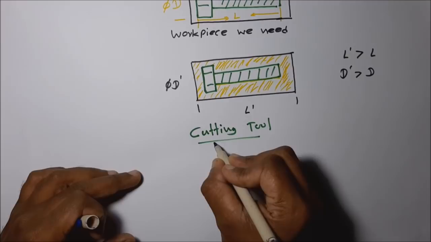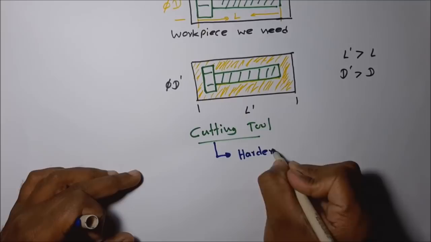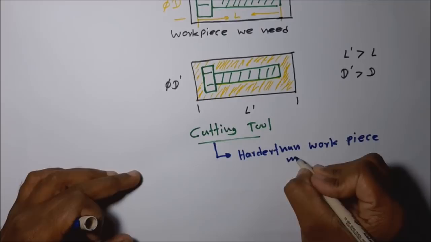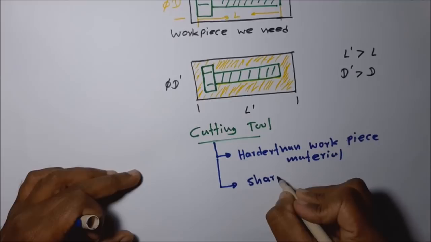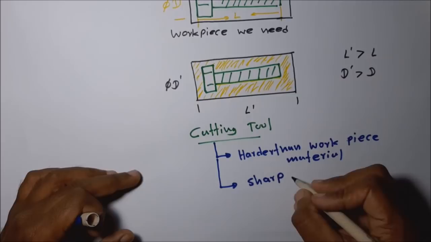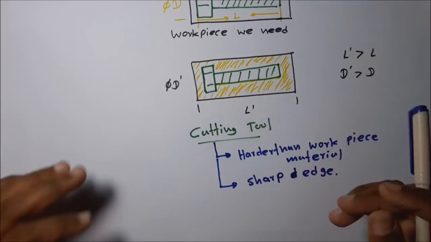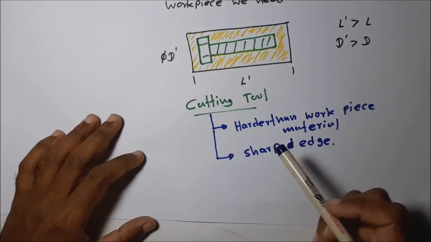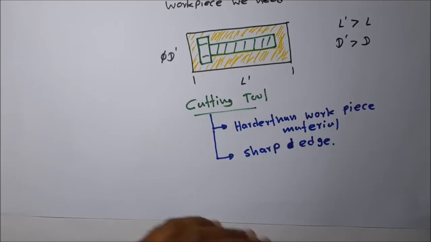The two considerations: the cutting tool material should be harder than the workpiece material, and it also should have a sharp edge to cut this material from the workpiece. There are also minor considerations, but these are the two major considerations when selecting a cutting tool: it should be harder than the workpiece material, and sharp enough to cut the material from the workpiece.